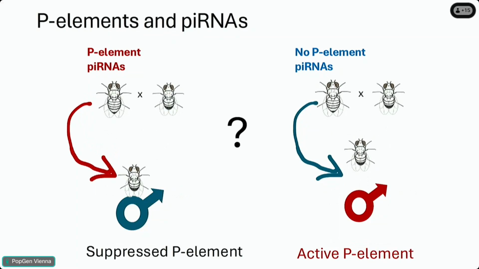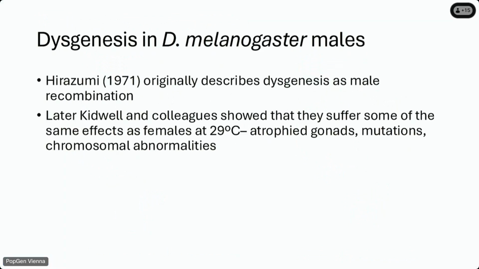How are they experiencing hybrid dysgenesis? So you do this cross in the dysgenic direction and the other direction, and you compare F1 males and ask how their phenotypes are different. Okay. So this is not the first time dysgenesis has been studied in males.